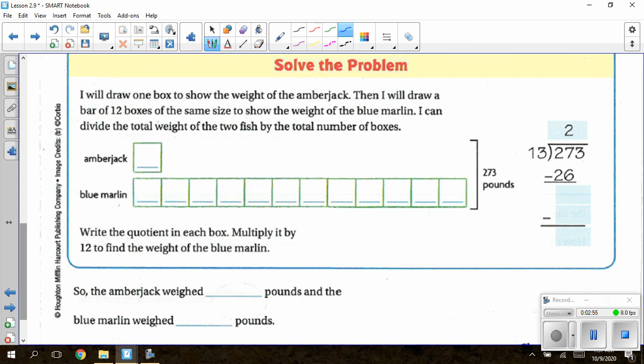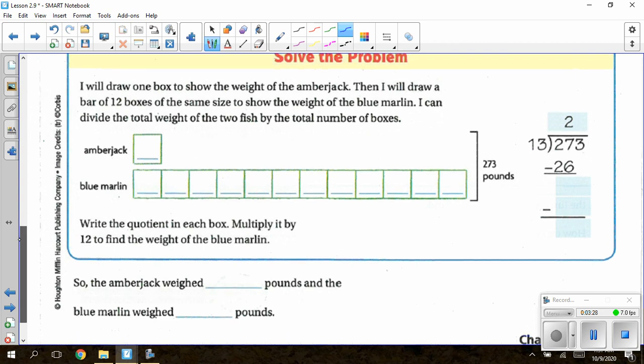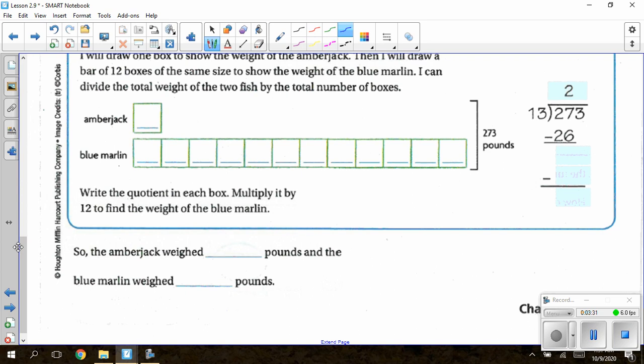So that means I need to draw a model that has 12 equal sized boxes to represent the weight of the blue marlin. And then I can divide the total weight of the two fish by the number of boxes that I have drawn for both fish. So again, we know that there are 12 boxes for the blue marlin since it's 12 times bigger, and then one box for the amberjack. So that's how I find the divisor of 13. So I need to take the total weight of both fish, which was 273, and divide it by the 13 boxes. So they started the division problem for us.